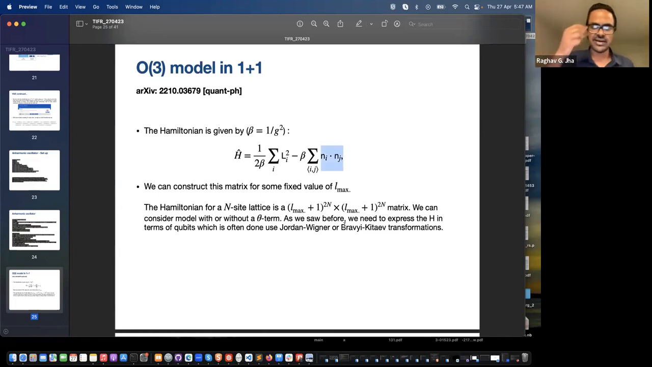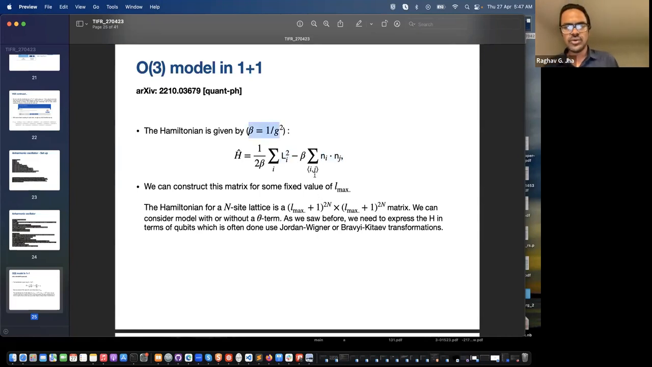And obviously, I remind you that the n square is constrained to be 1 because we are dealing with the vectors squaring to some value on the sphere. And this is the kinetic term, and we define beta as the inverse of the gauge coupling square.